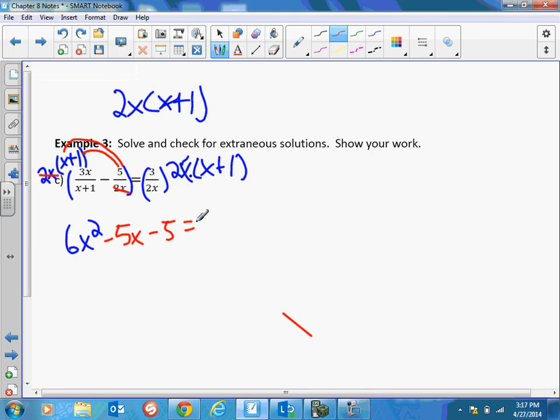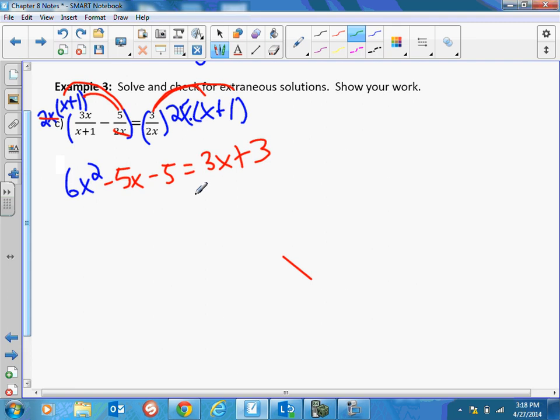All right, so on this side, the 2x's cancel out. So we just have 3 times x, which is 3x. And we'd have 3 times 1, which is 3. Okay, from there, it's a quadratic. So we got to set equal to 0. So we got to subtract 3x. And we got to subtract 3.